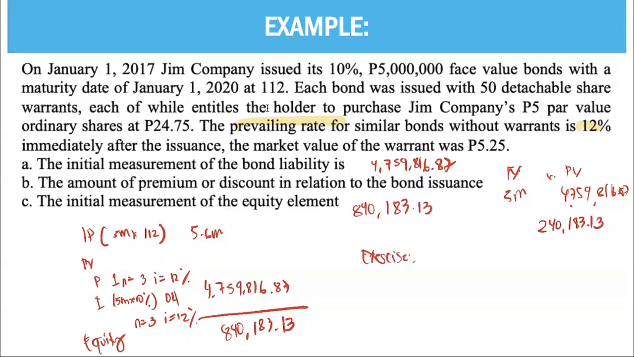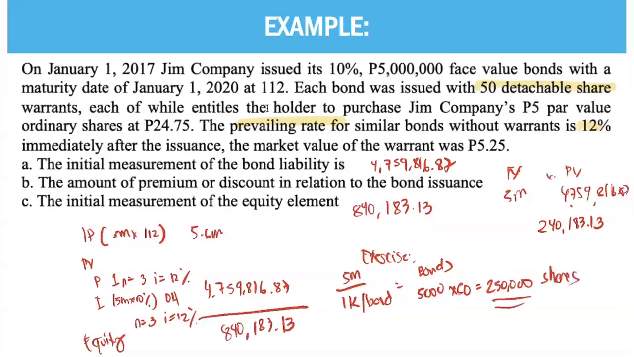So in case, guys, that you will exercise it, it says there each bond is issued with 50 detachable share warrants. So if we have 5 million bonds and let's say 1,000 per bond, how many bonds do we have? 5 million divided by 1,000, so we have 5,000 bonds. It is issued with 50 detachable warrants. So 50 warrants, each warrant entitles the holder to purchase 5 par value shares. So 5,000 times 50, we have 250,000. So at most, we can get 250,000 shares.